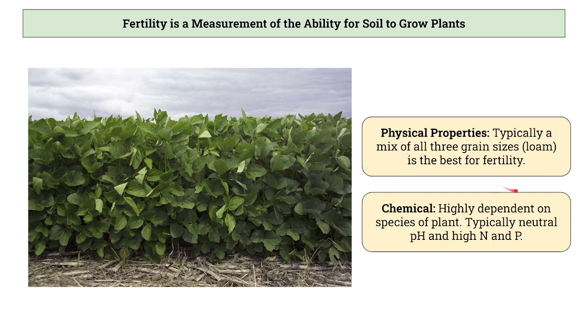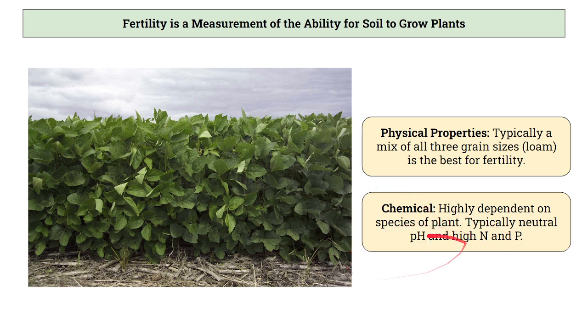For physical properties, typically we prefer loam soils because you get a little bit of everything. You have sands that can help with drainage, but you have clays that can help hold some water in during times of droughts. For chemical properties, we typically like soils that are heavy in clay to help with that cation exchange. And we like soils that are high in nitrogen and phosphorus because those are typically limiting factors.